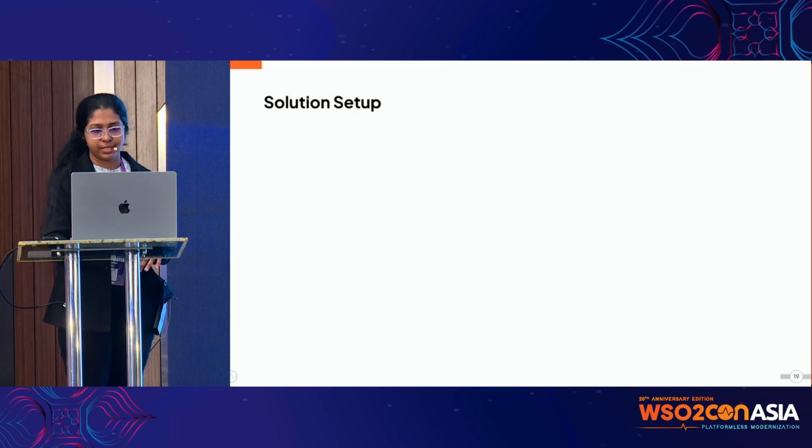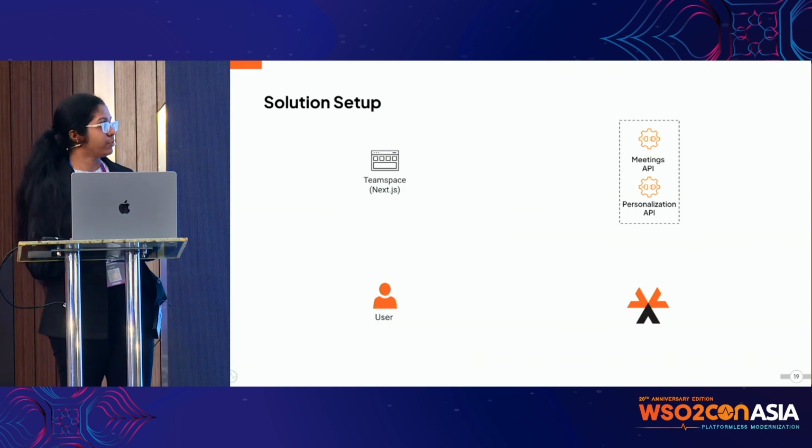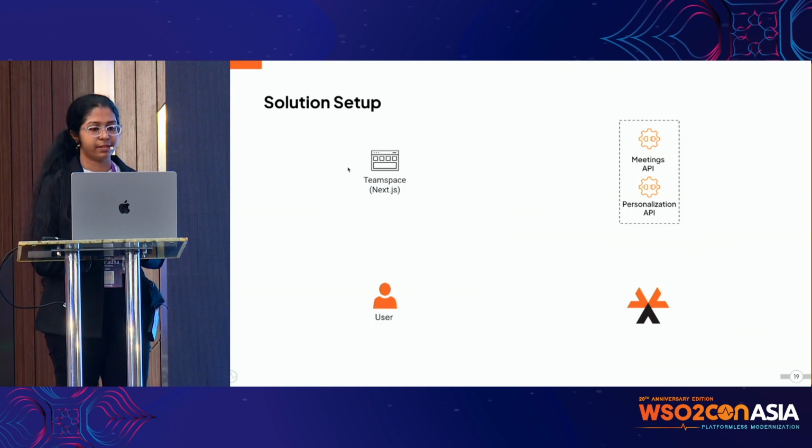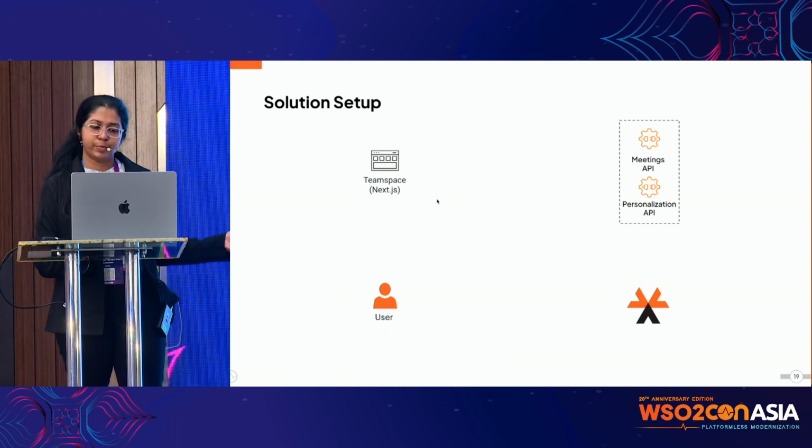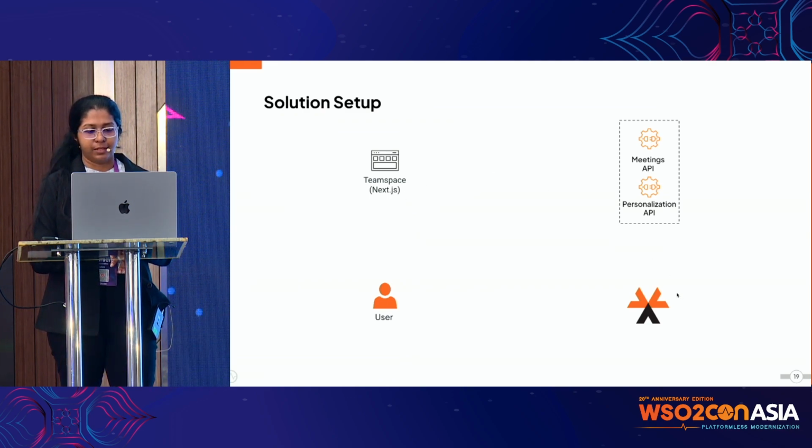For our solution setup, we are dealing with these four entities mainly. We have a web application written in Next.js, and that application has two main business APIs. One is for meeting scheduling, and another is for changing the look and feel on the application end. And TeamSpace admins have selected Asgardeo as the identity provider. So let's see what happens when a user tries to access TeamSpace to schedule a meeting.